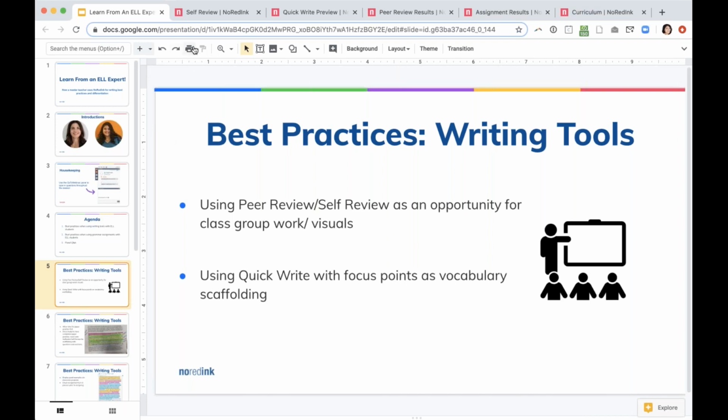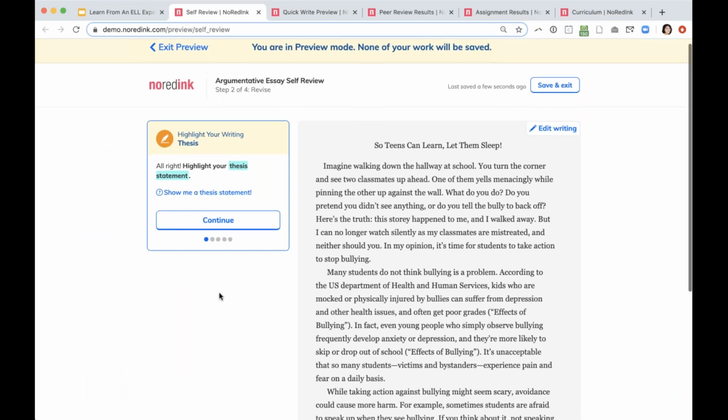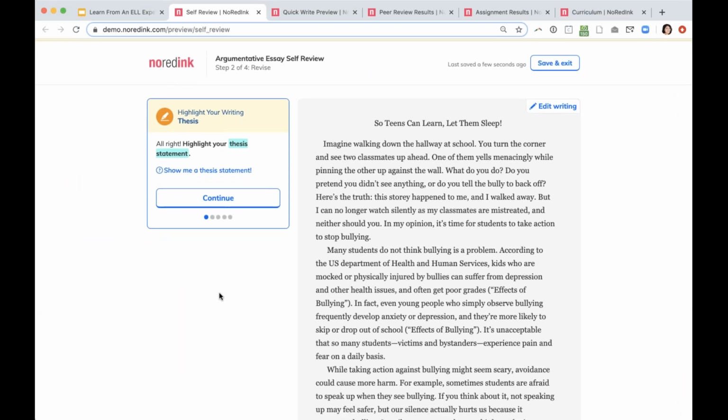Okay, so the best practices I found for writing in particular on NoRedInk, they have a peer review and a self-review writing opportunity for students. A lot of our ELL students and lower learners need group work to help them get through it. And I found that using the peer review and self-review can be very helpful for not only group work, but for our students who like to learn visually as well.